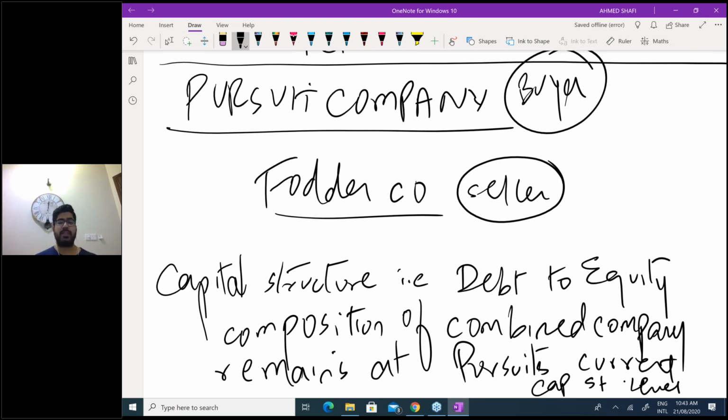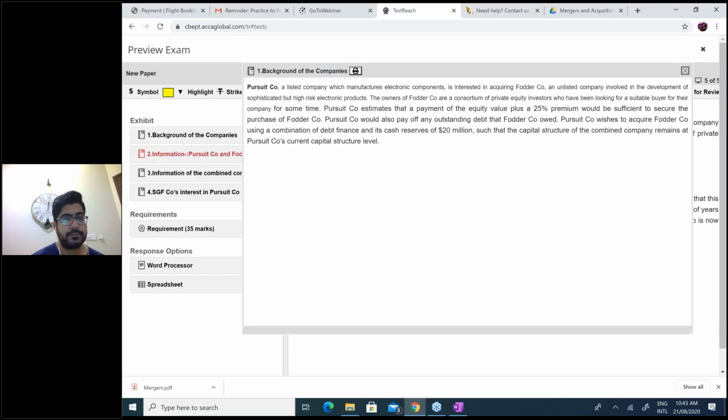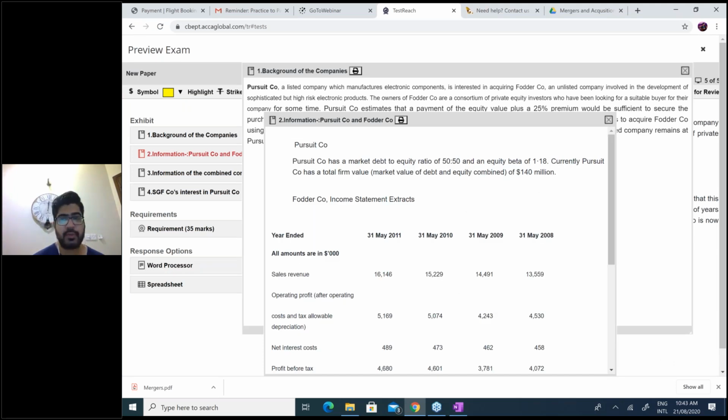Let's suppose Pursuit's capital structure, the debt to equity composition is 50-50. So it states the capital structure of combined company will remain at Pursuit's current level. The combined company will also have that 50-50. Okay, that ends the exhibit 1. Exhibit 2.